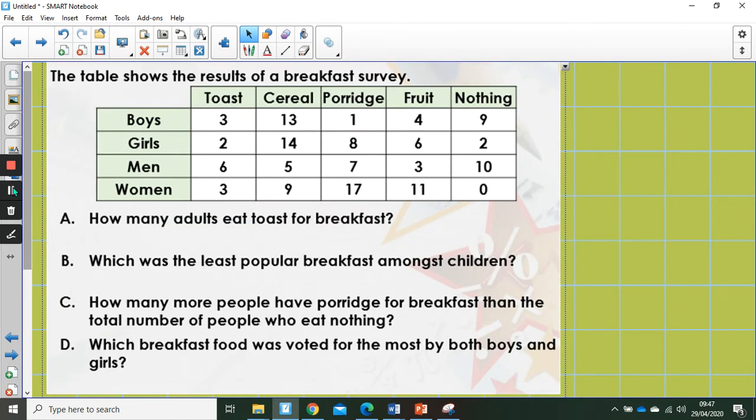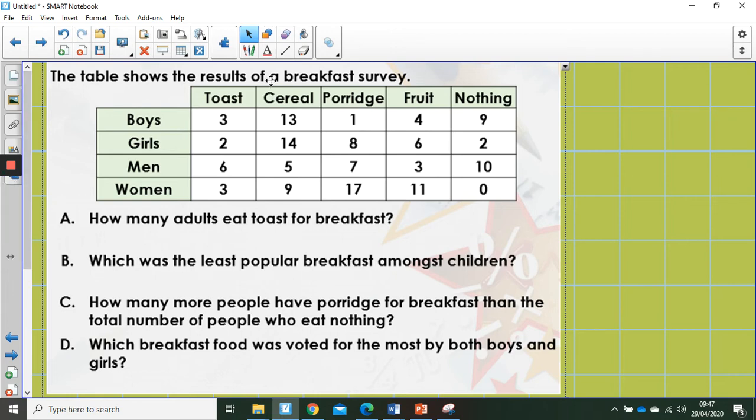Okay, so here we've got a table that shows the results of a breakfast survey. That means people have been asked about their breakfast. Boys, girls, men and women have all been asked separately about their breakfast preference. How many adults eat toast for breakfast?